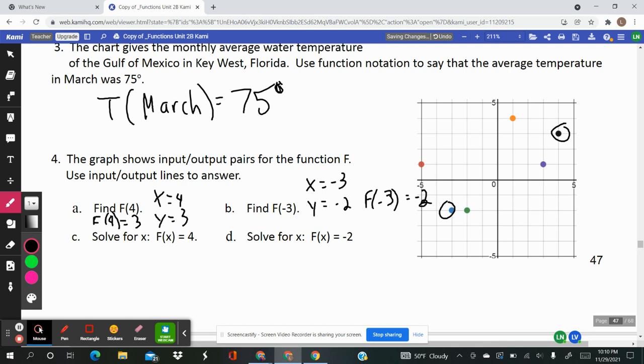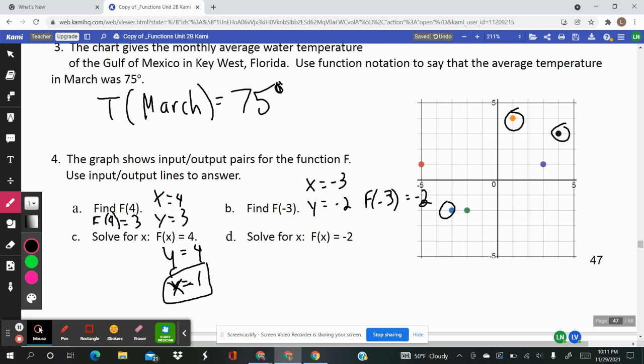For letter C, solve for x. F of x, which is your y, equals 4. So that means that this time, instead of going left or right, I'm going to go up or down. So I want to go up 1, 2, 3, 4. That matches up with this point, which is at 1. So that means x equals 1.